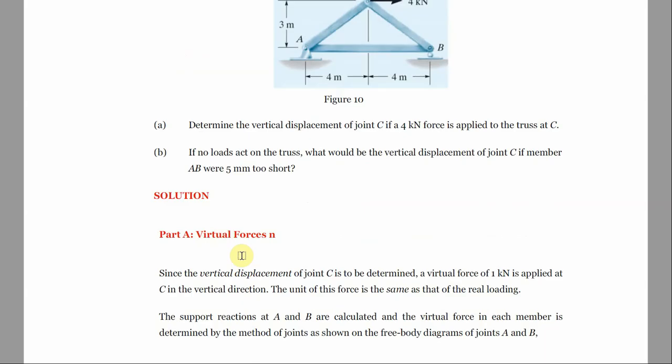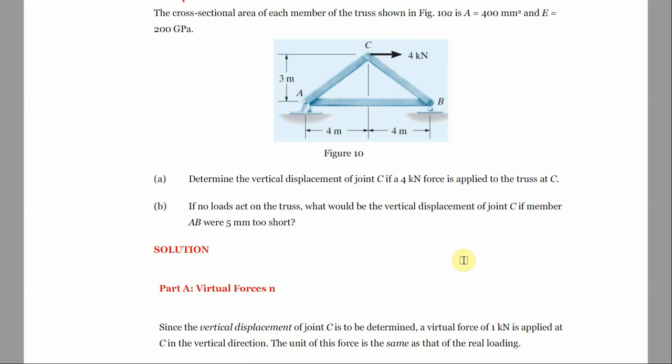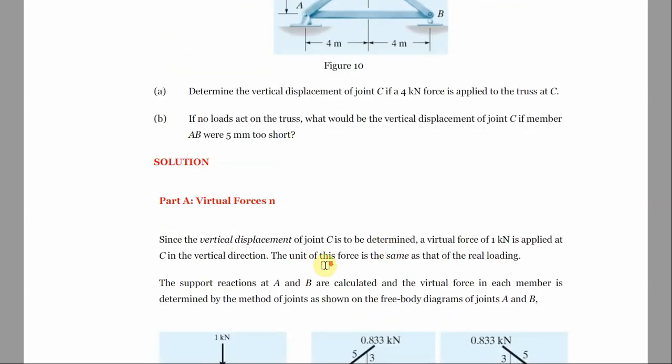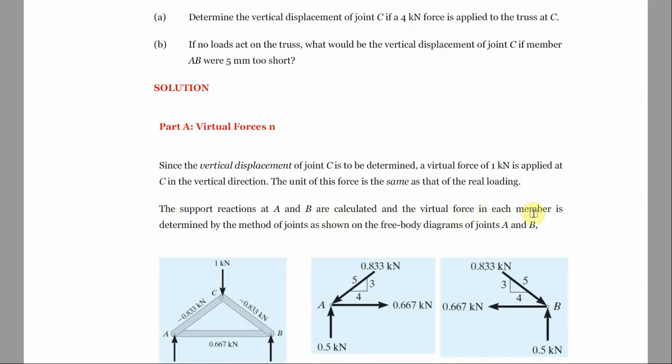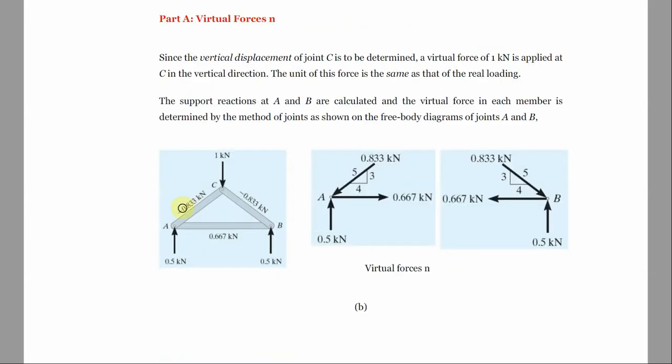The part is that we apply the virtual force. Since the vertical displacement at point C is to be determined, a virtual force of 1 kilonewton, note 1 kilonewton, is applied at point C in the vertical direction. The virtual force in each member is determined by the method of joints. I don't know whether the method of joints has been taught already, but it's one of the analysis methods. We can use the method of joints, the method of sections, or the graphical method. So if we apply a unit force, then we resolve the forces along the members based on this unit force. We record everything down.